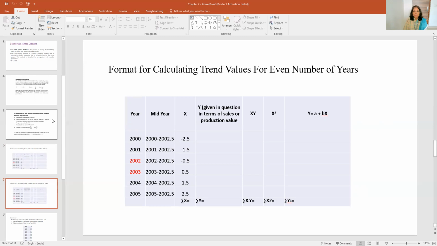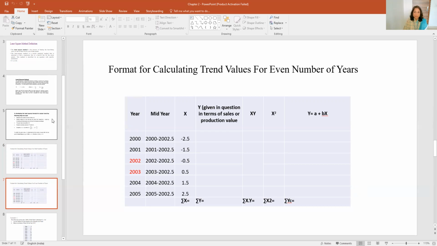In terms of an even number of years, the mid value will be between 2 years. Here you can look at 2002 and 2003. The mid-year can be calculated by taking the average of 2002 and 2003, which gives you 2002.5. If you subtract 2002.5 from each year, it will give minus 2.5, minus 1.5, minus 0.5, 0.5.